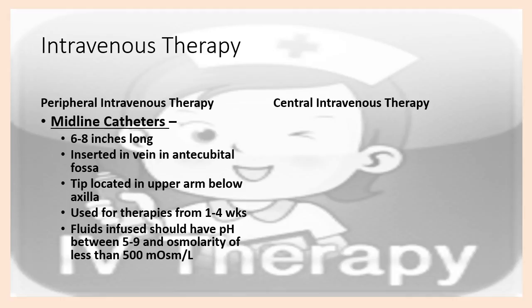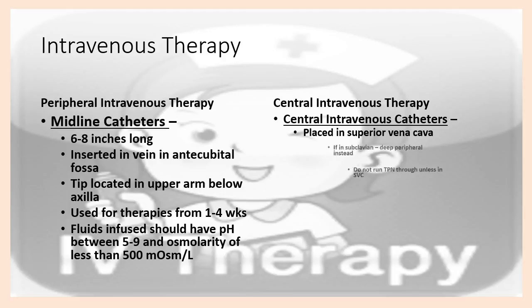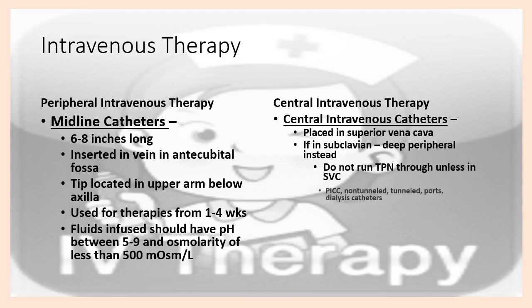And one of the central intravenous therapy is a central intravenous catheter. This catheter is placed in the superior vena cava. If it is in the subclavian, then that is a deep peripheral used instead. And you do not want to run TPN through it unless it is a SVC. The different types of central intravenous catheters are a PICC line, a non-tunneled or tunneled catheter, ports, and dialysis catheters.